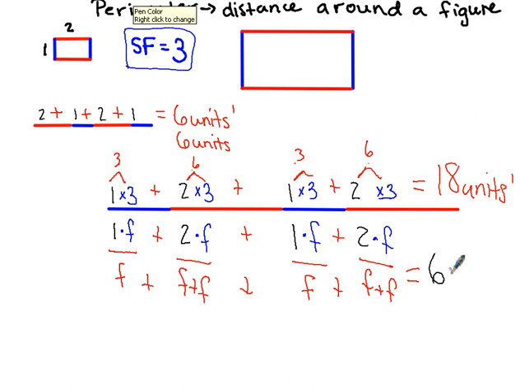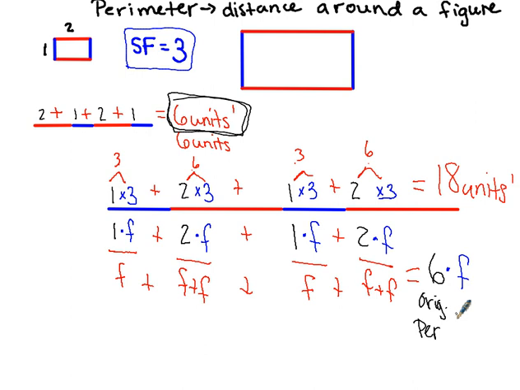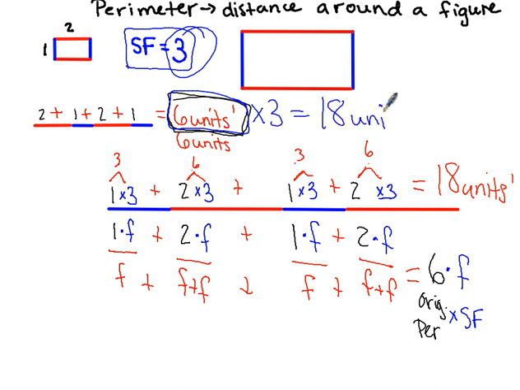times f. Now the only reason that it's times 6 in this case is because our original perimeter was 6. So you can always take your original perimeter, whatever it is, and you can always multiply it by your scale factor to get the new perimeter. So what we could have done instead of laying all of this out is we could have just taken the original perimeter of 6, seen that the scale factor was 3, and gone 6 times 3 to get my new perimeter, which would have given us 18 as well.